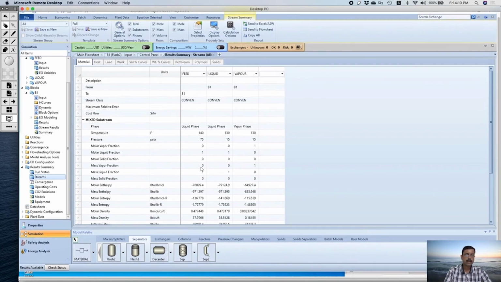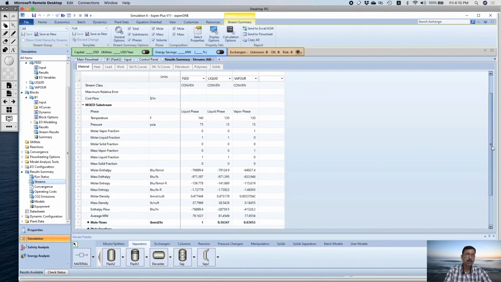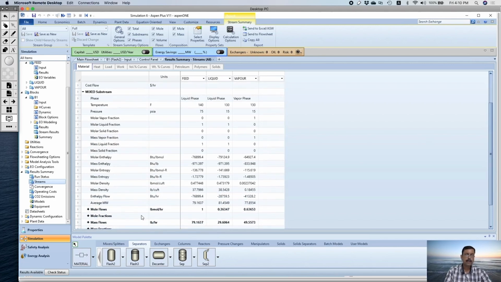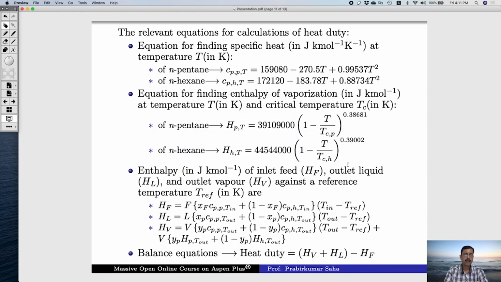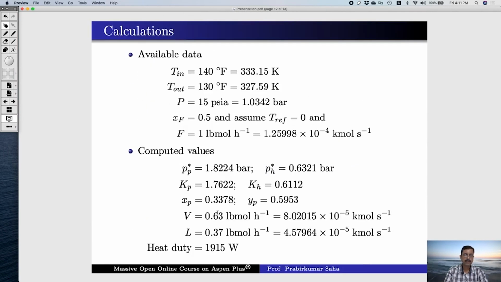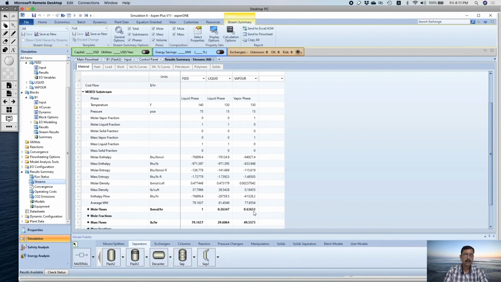Now, smaller calculation with substream, mole flow. So how many moles of vapor and liquid we see? 0.63653 pound moles per hour, 0.36347 pound moles per hour. Now let us check with our calculation. Just go back. Here you see, we had calculated V 0.63, here is 0.63653, L 0.37, here 0.37. There will be slight variation in calculation because Aspen may not use the Antoine equation. It has its own data bank which it is using.